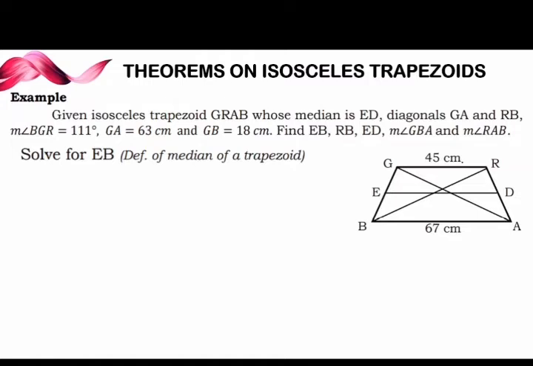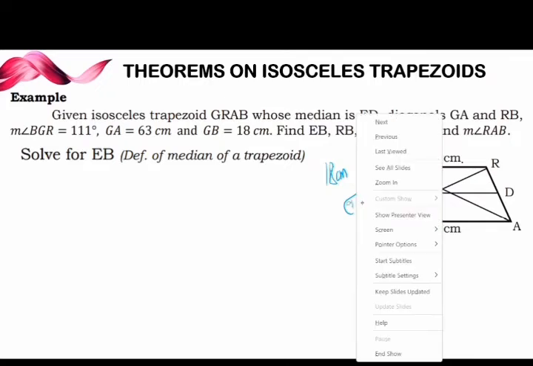Let's solve for EB first. Point E is a midpoint, so it divides GB into two equal segments, right? Since GB is 18 centimeters, that's the measure of GB. If we divide that into two, therefore its segments here, BE and GE, will be 9 centimeters each.